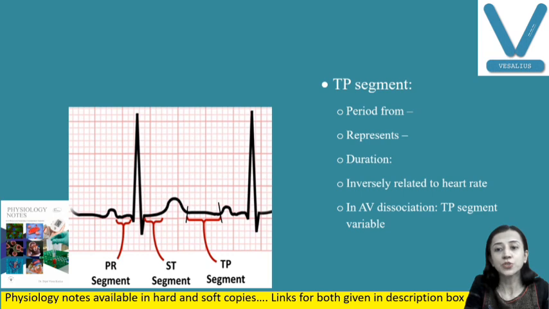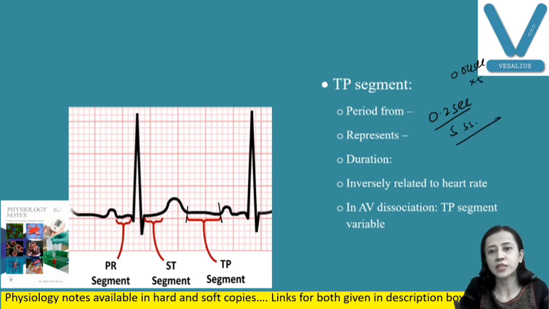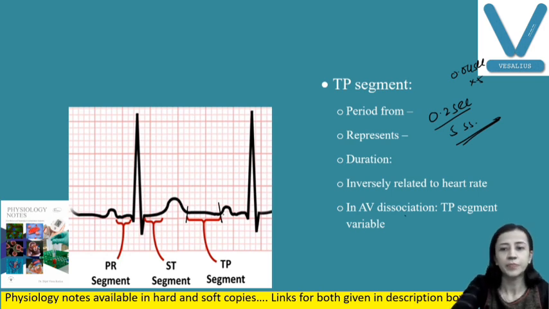Okay, then TP segment. You can see here, TP is at the end of the T wave and the beginning of the P wave. So this is the period that represents the end of repolarization and the beginning of new depolarization, and its duration is 0.2 second. 0.2 second means 5 small squares, because one small square is equal to 0.04 second multiplied by 5. That is the duration, and it is inversely related to heart rate. When heart rate increases, this duration decreases. And if there is atrioventricular dissociation, this segment is variable.